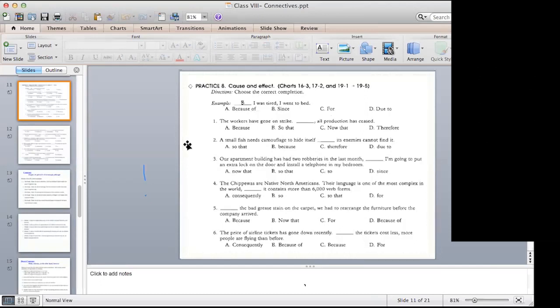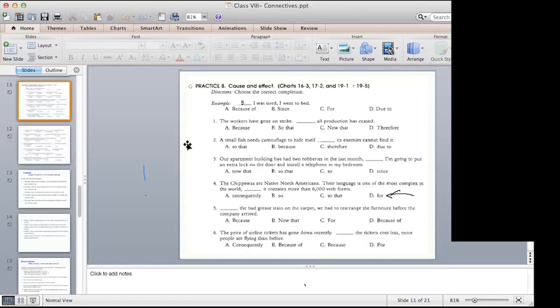So for why? Why is their language one of the most complex in the world? Because it contains, for it contains more than 6,000 verb forms. What do we have here? Consequently, that's effect, no. So that, no. So for is for reason, use for. For it contains more than 6,000 verb forms.